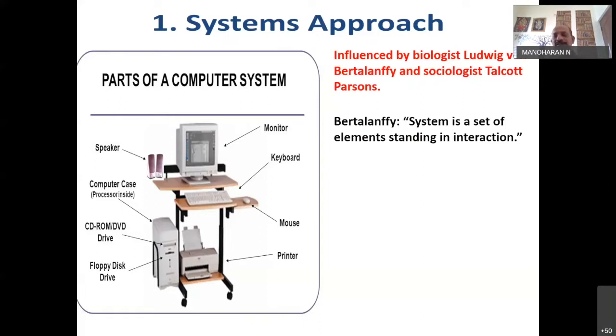So this is what he says: it's a set of elements standing in interaction. That's what he says. Each and every part of our body is very, very important for our survival or functioning, right? So you need to have elements, and those elements should not be standalone. That's what I many times talk about as class unity, because each and every one of you is important for the larger system of the class, right?